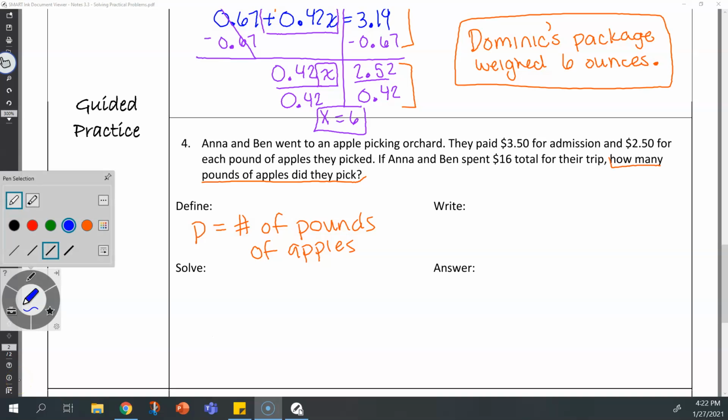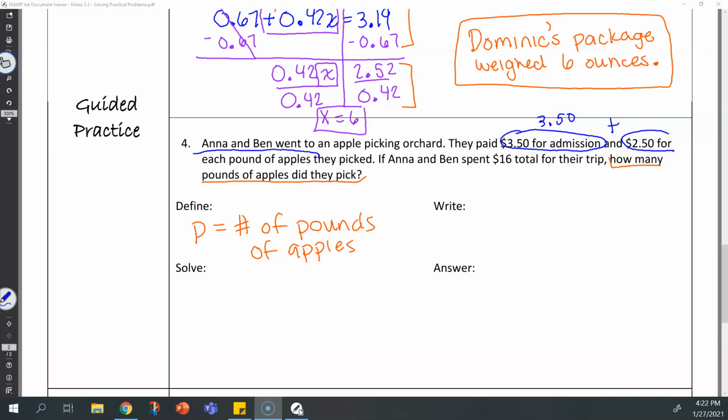So they paid $3.50 for admission. So $3.50 to start with. And they paid $2.50 for each pound of apples. So this is $2.50 times the number of pounds of apples that they used. I'm going to use P to represent that because that's what I defined down here.